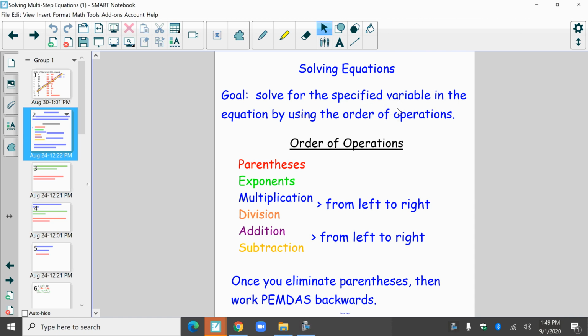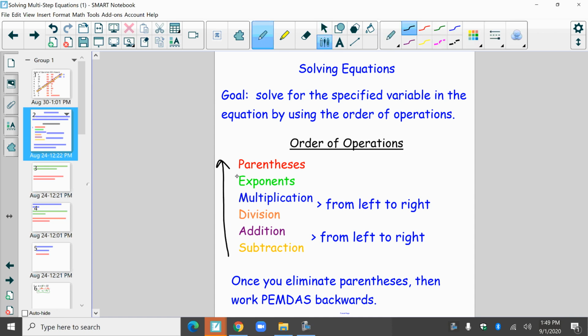Okay, today we're going to be talking about solving equations. Your goal is to solve for the specified variable in the equation by using order of operations. Now, we've already learned order of operations. Please excuse my dear Aunt Sally. And whenever you work your multiplication and division, it must be from left to right, as well as your addition and subtraction. When you do equations, you are basically working backwards.